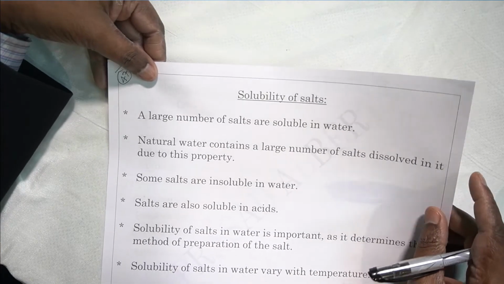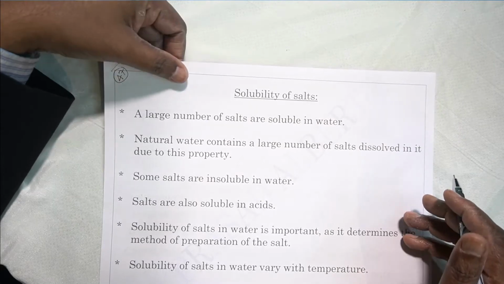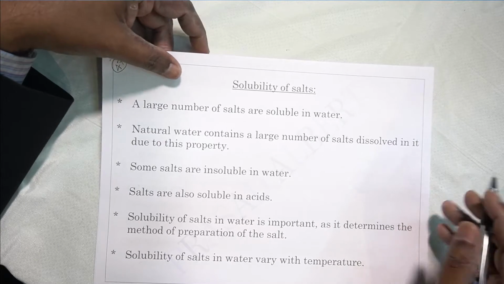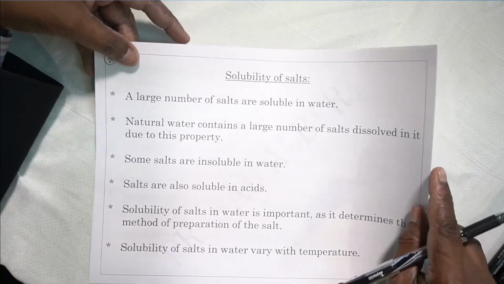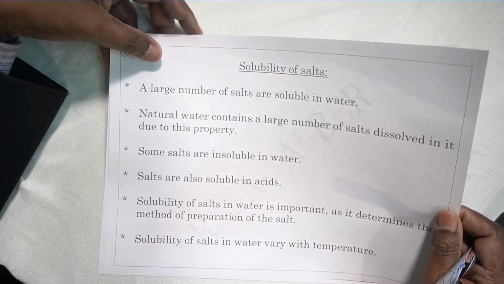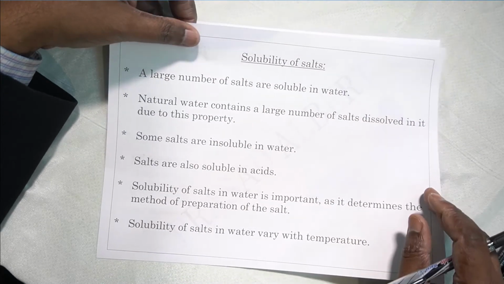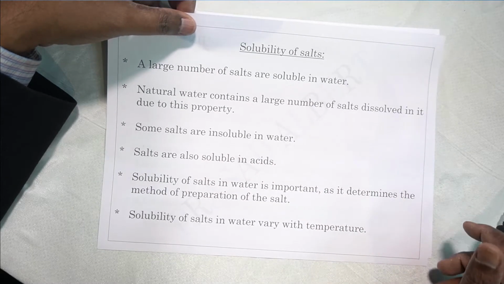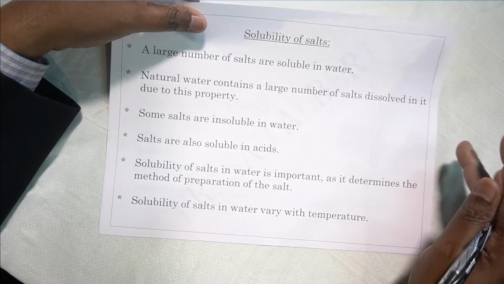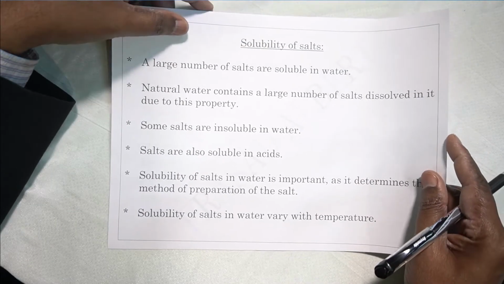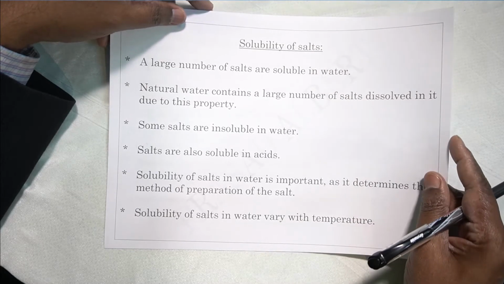So keep watching. We see a large number of salts every day, and many of them are soluble in water, while some of them are not. We see natural water, like water in a pond or a river, containing a large number of dissolved salts. Some salts are, however, insoluble in water and some have very low solubility. Salts are also soluble in acids and other solvents, but we are going to discuss solubility in water in this video.